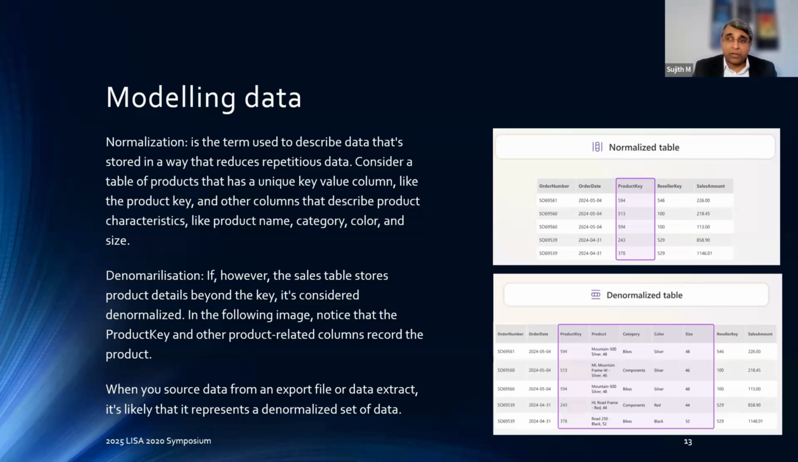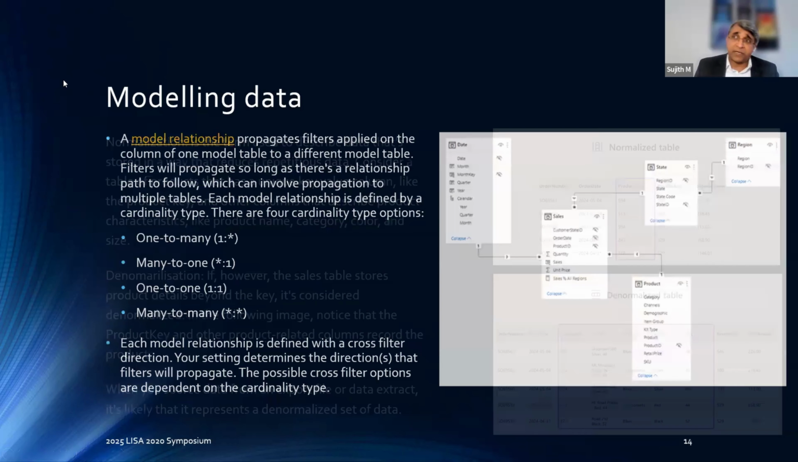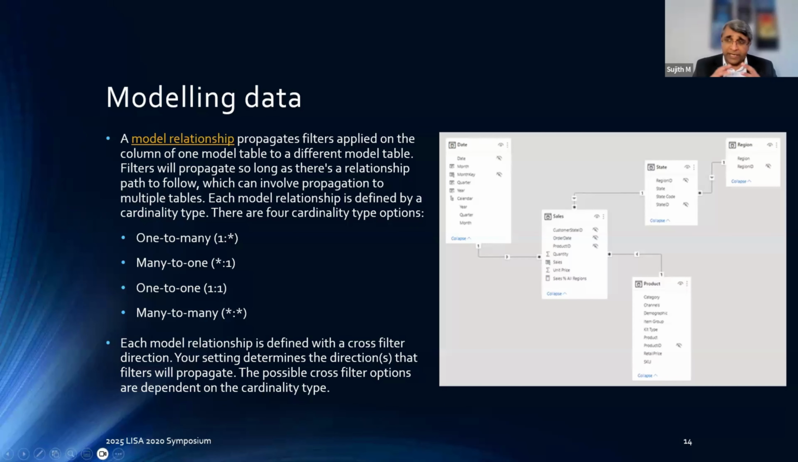So as a data modeler, one of your key responsibilities would be how to convert these denormalized tables into normalized ones, and how to define a relationship between the normalized and denormalized tables. So that's the next concept, relationship. What's a modeling relationship? In this particular slide, I'm showing it at a very high level. A model relationship is essentially how you would connect the various denormalized tables, and how the filters would propagate.